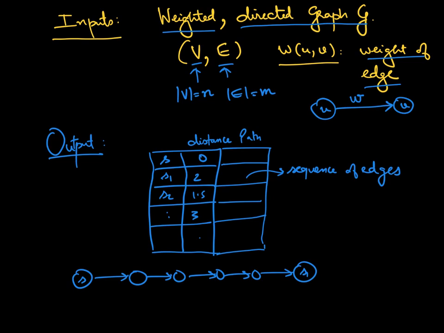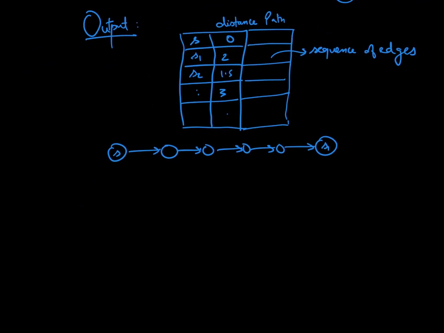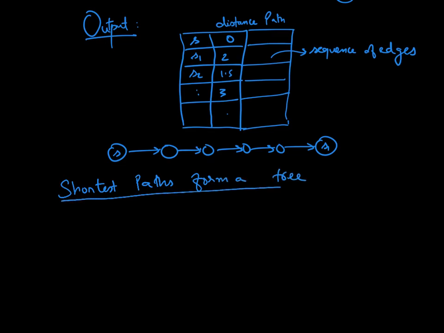How do I represent that? Well, I'm going to talk about this right now. So the first property of shortest paths is that shortest paths form a tree. Let me do that with a concrete example, and then explain what I mean and prove the property. So the first property is shortest paths form a tree-like structure. What does that mean?